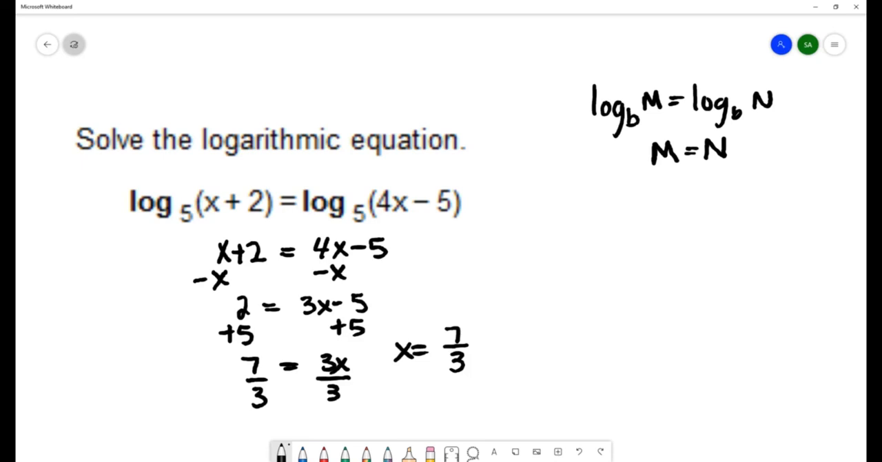We do need to check that. 7 over 3 is, let's see, about 2.3. So if I put a 2.3 in for this x right here, 2.3 plus 2, that's going to give me a positive. And if I put a 2 in right here, 4 times 2 will be about 8, minus 5, that will be a positive. So 2.3 or 7 over 3 is in the domain of this logarithmic expression, so we're going to be able to keep that solution.